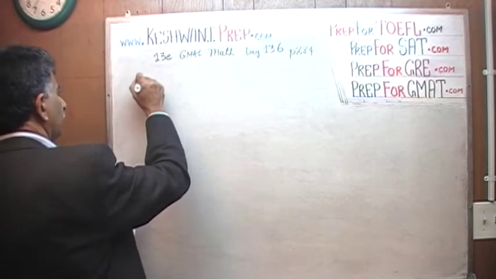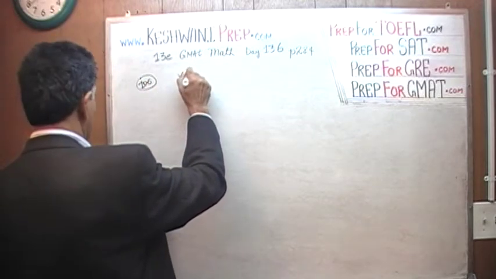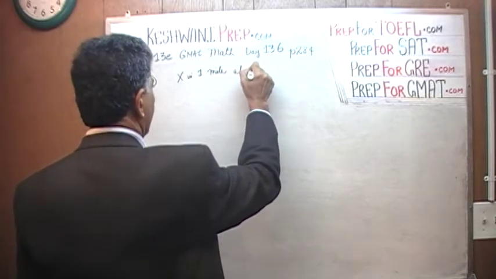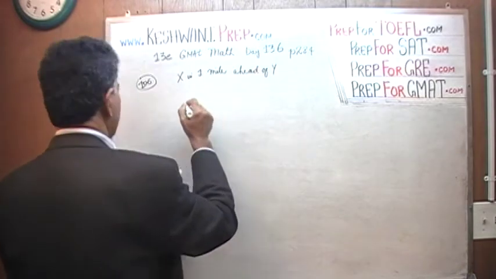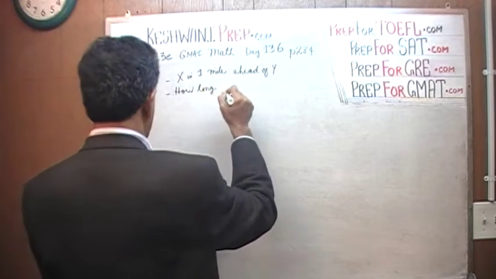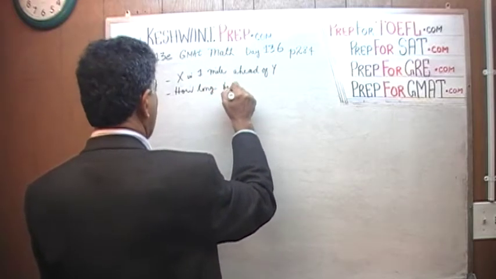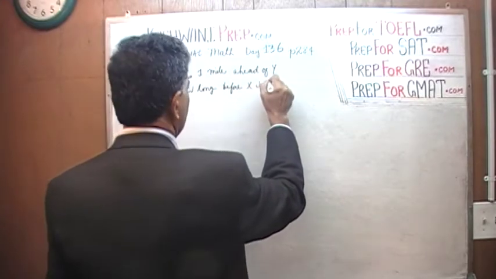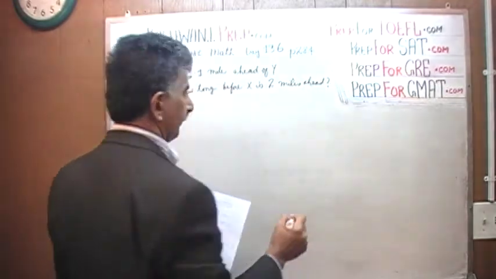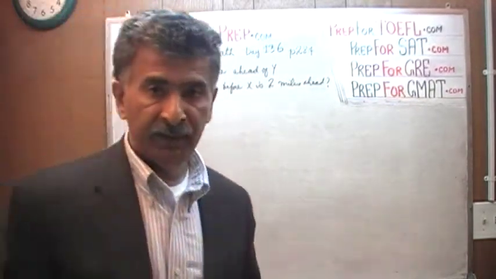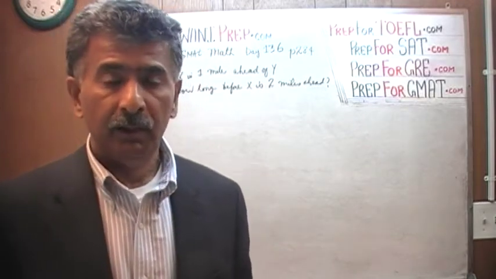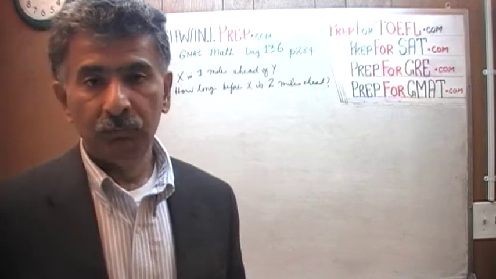In 106 we are told that x is 1 mile ahead of y. We are simply being asked here how long before x is 2 miles ahead. Car x is right now 1 mile ahead of car y. The question simply is how many more minutes it will take, how long will it take before car x happens to be 2 miles ahead of car y.